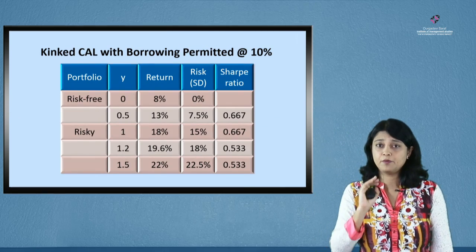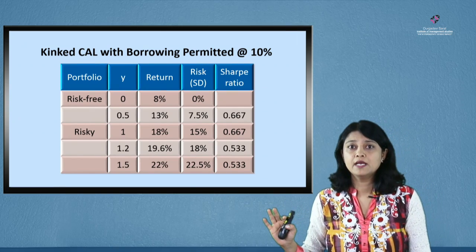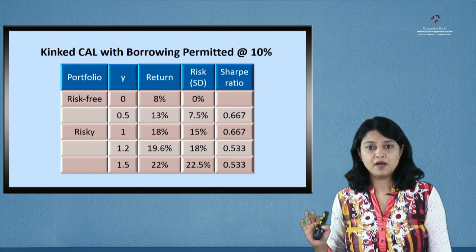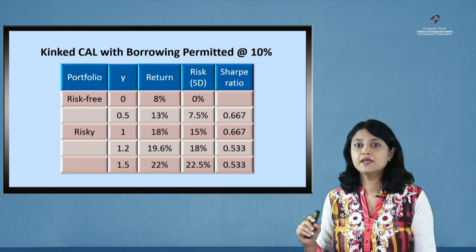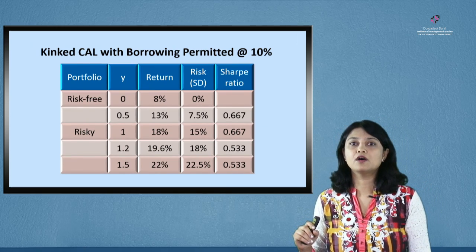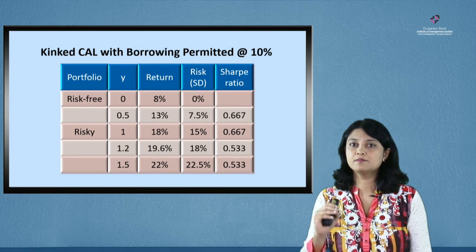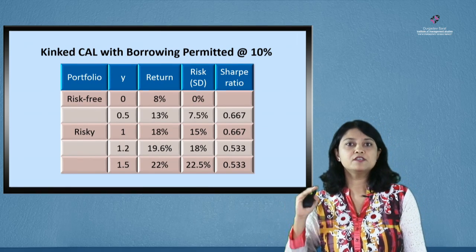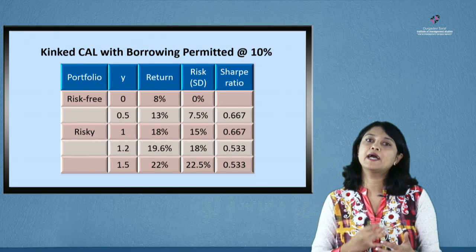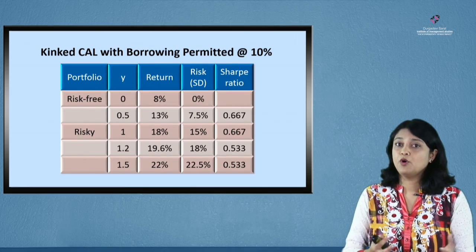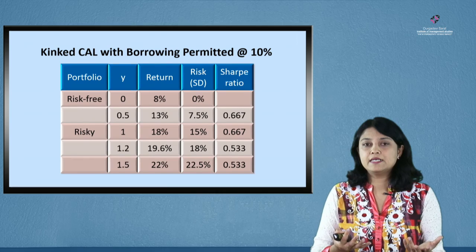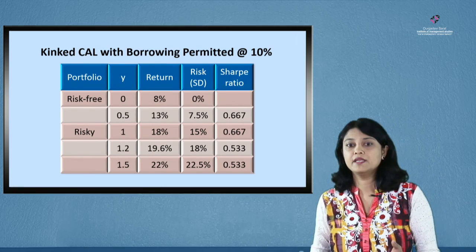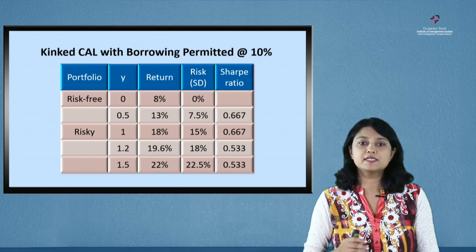So here we are compromising, as you can see here. Yes, with borrowing you can earn higher, but this higher earning comes at a cost, in terms of reduction in Sharpe ratio, reduction in the performance of the portfolio. While you are borrowing, you have to return this money, and in this process your risk is increasing.